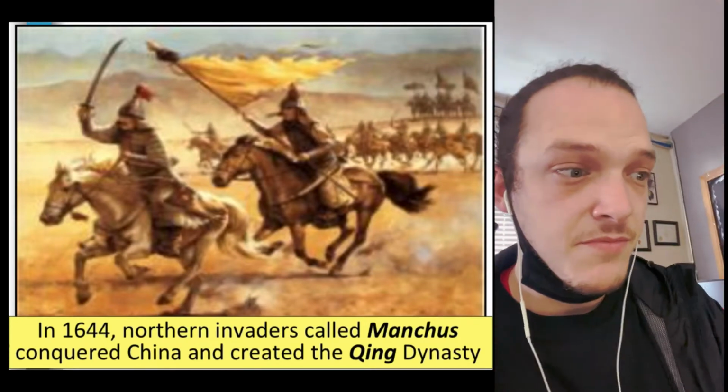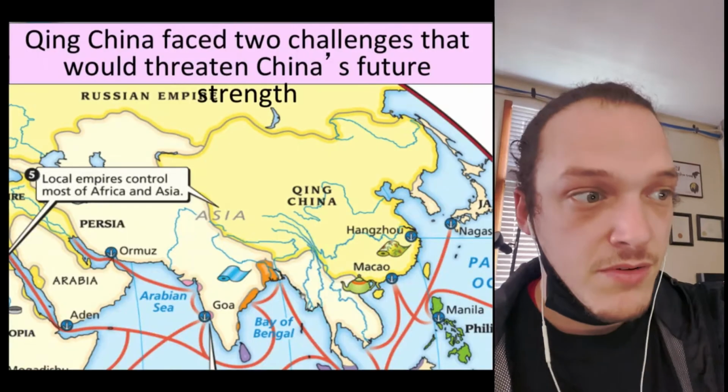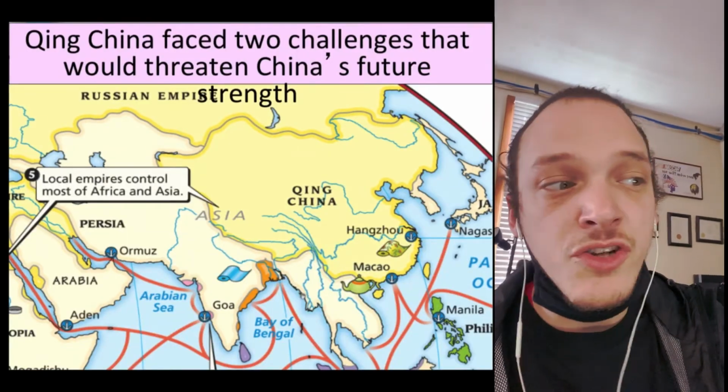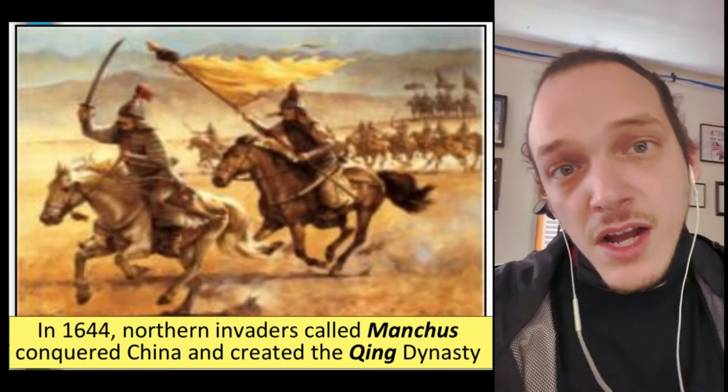China was invaded. They got a new dynasty. And what the new dynasty means is they got a new emperor. And this emperor was no longer interested in trading with anyone outside of China. He wanted to lock down Chinese goods inside of China. And the reason is for a couple different things.